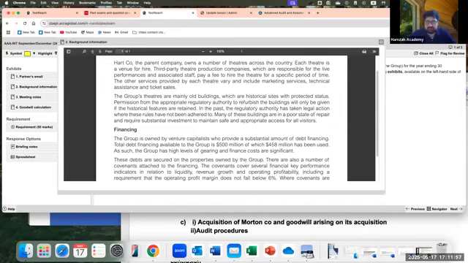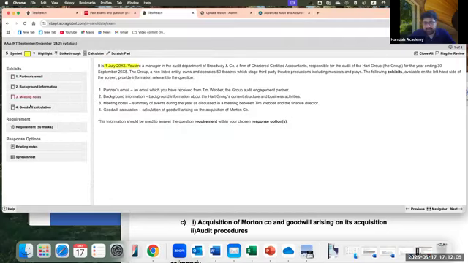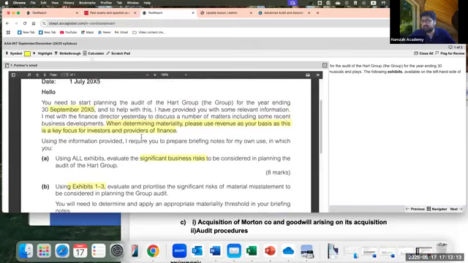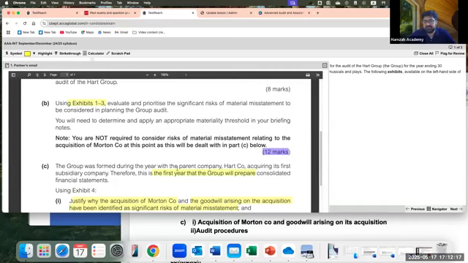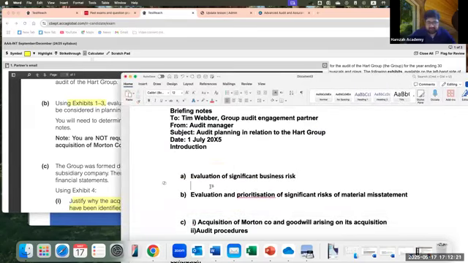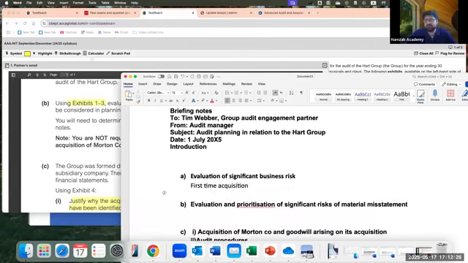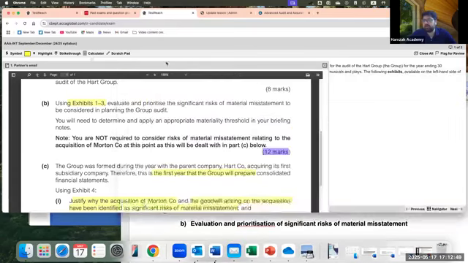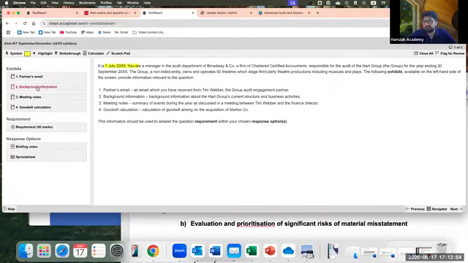Now, students, first of all, the one point I highlighted: the company is expanding, which is itself a business risk. They have acquired the first-time company. So the first business risk is the first-time acquisition. This is the first business risk. The second business risk is here, the laws and regulation, which we are discussing. This one.